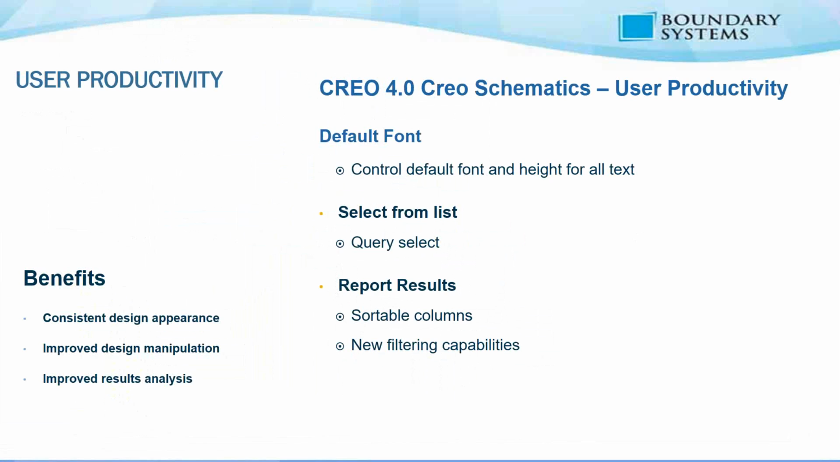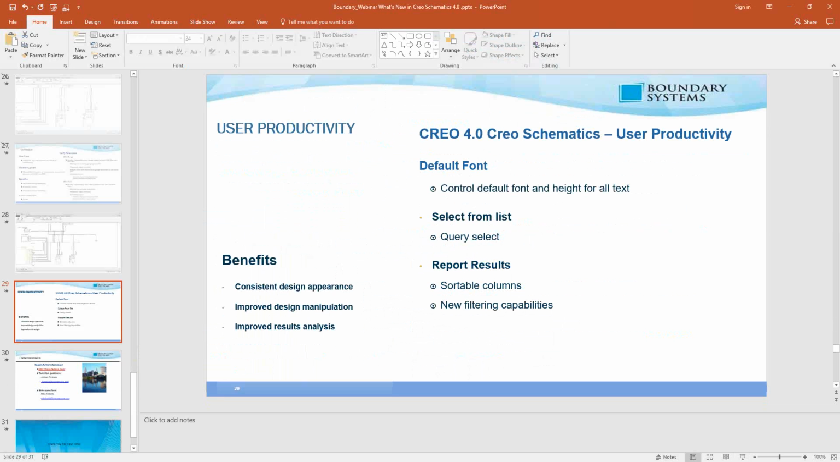Also, you can utilize a pick from list. Sometimes when you have complicated designs, you have a lot of ports and components and blocks and fibers, and it's hard to pick exactly what you want. So you can utilize a pick from list tool. Also, another new thing is that for all the report results, you can sort the columns within the reports themselves. So let me actually show you that real quick.